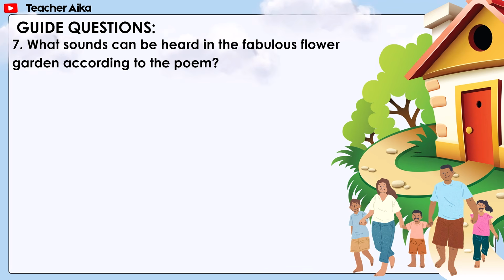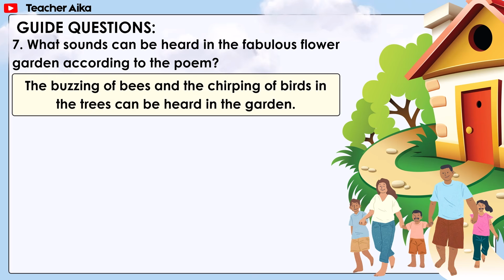7. What sounds can be heard in the fabulous flower garden according to the poem? Answer. The buzzing of bees and the chirping of birds in the trees can be heard in the garden.